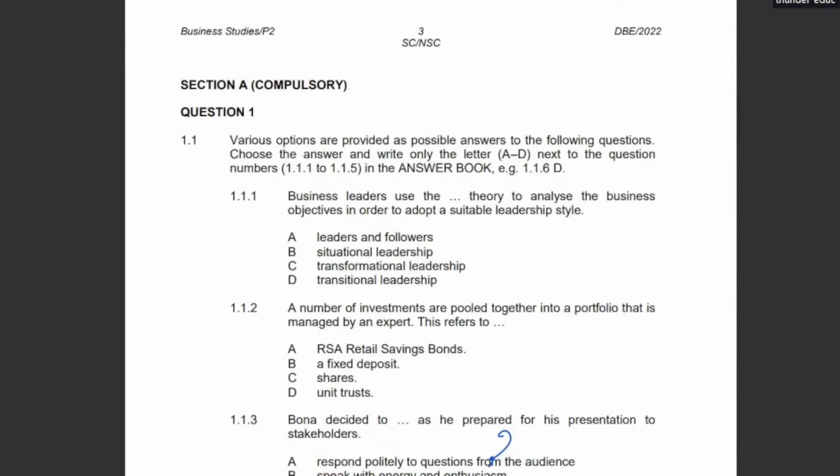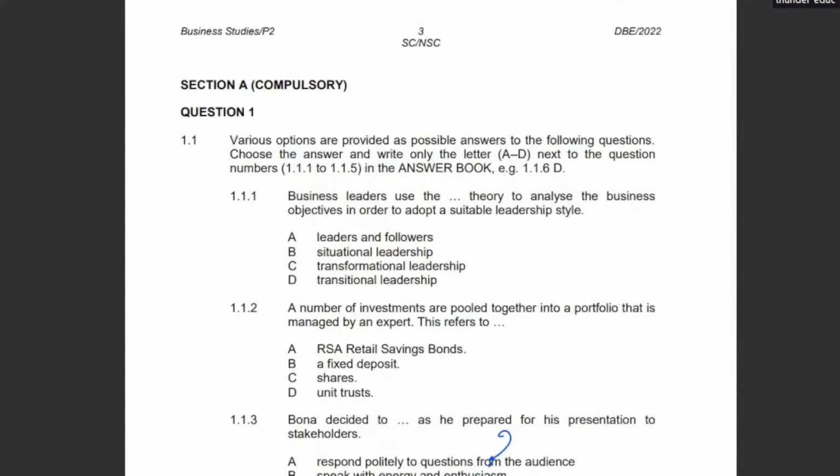Question 1. Various options are provided as possible answers to the following questions. Choose the answer and write only a letter A to D next to the question numbers. So you're given there an example of 1.1.1 up until 1.1.5 in your answer book, e.g. 1.1.6 D.